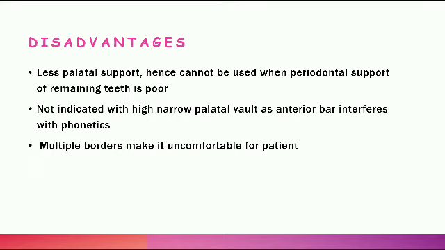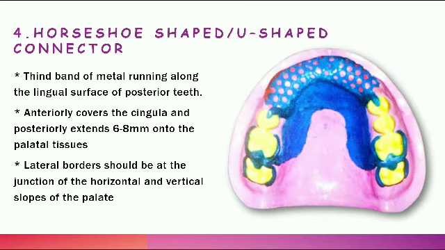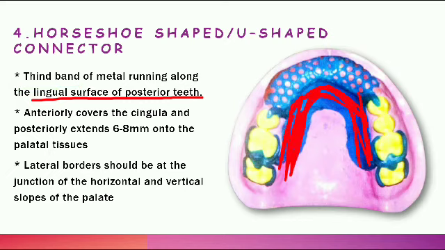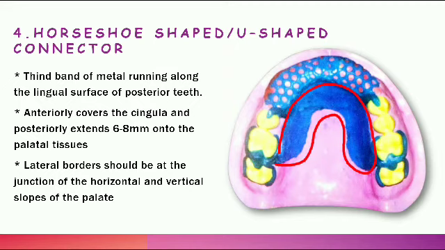Now let us move on to the fourth maxillary major connector, that is the horseshoe or U-shaped connector. So what is this horseshoe or U-shaped connector? This is a thin band of metal running along the lingual surface of the posterior teeth. You can see in this diagram that this is the lingual surface of the posterior teeth, and there is this thin band of metal which runs along it.